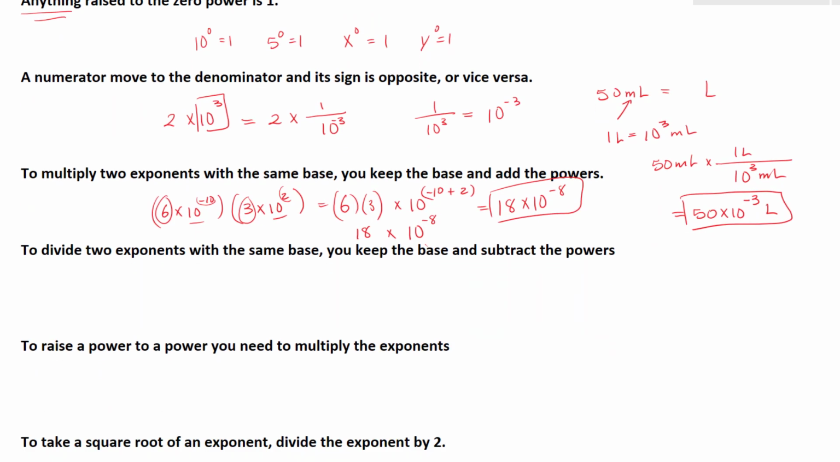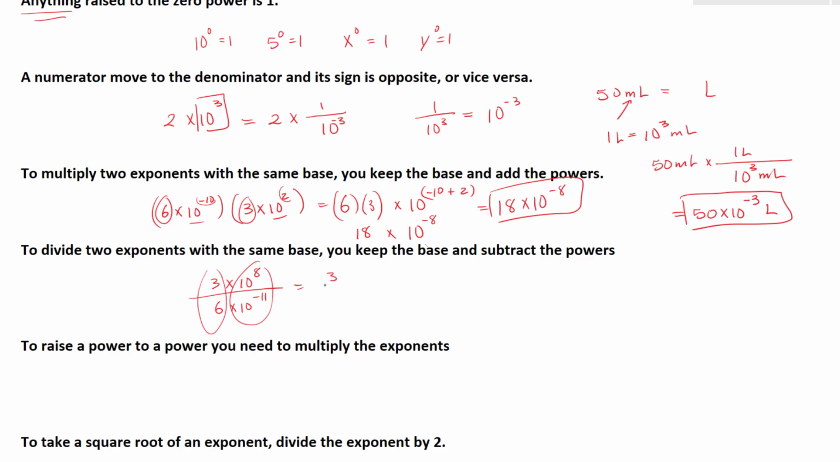Now let's go to division. When we divide two exponents with the same base, we keep the base and subtract the powers. The hardest part in chemistry or in any physics class is that you have to realize how to separate the exponent part from the rest of the number. For example, here we have 3 times 10 to the 8th, and we are going to divide it by 6 times 10 to the negative 11. How does that work? Well, remember, we have to isolate them.